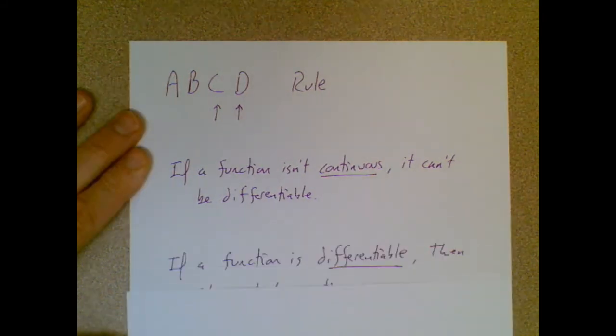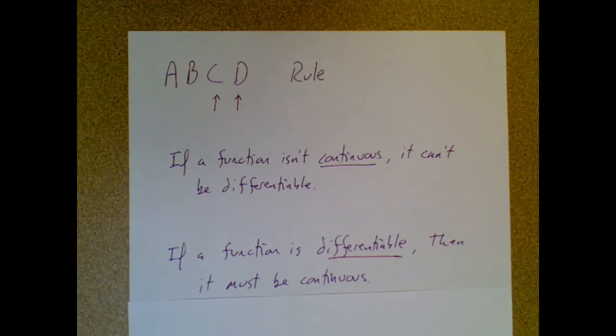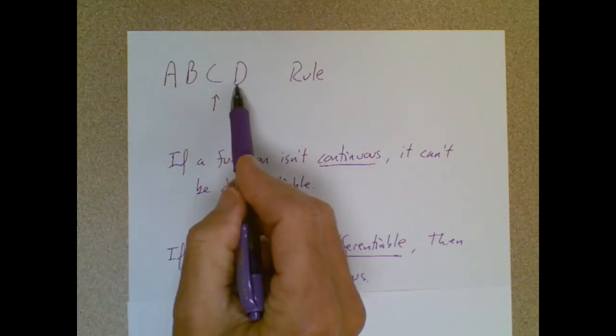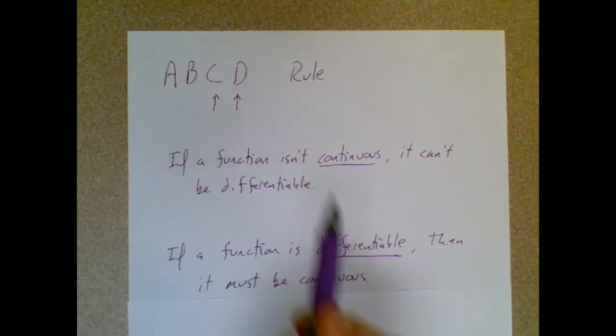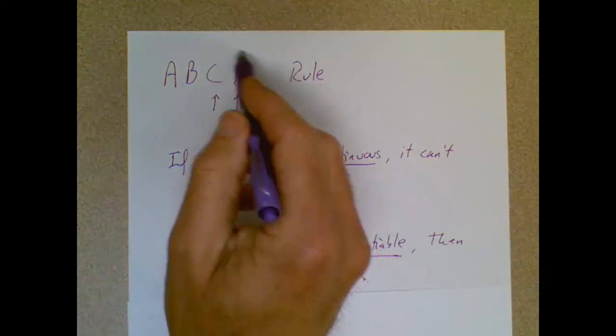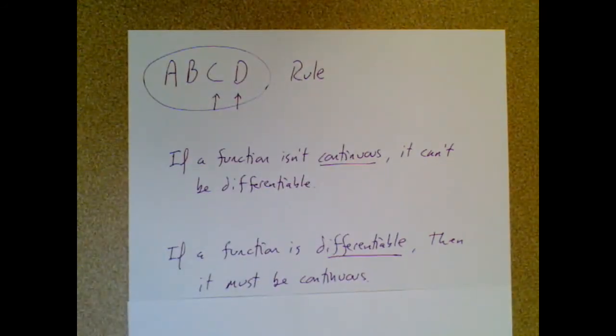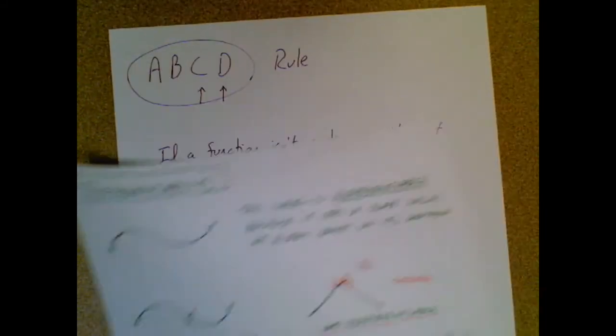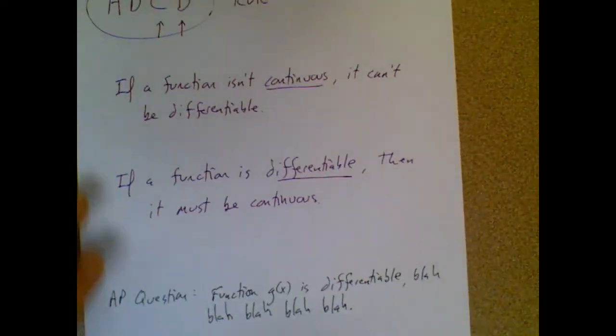And there's another thing that comes from this. If a function is differentiable, then it must be continuous. So if I got to D, I must have already been through C. So these two statements, along with the ABCD rule, can kind of help you remember some of the stuff we did back here. And this shows up on an AP test. Let me arrange this a little bit. All right.